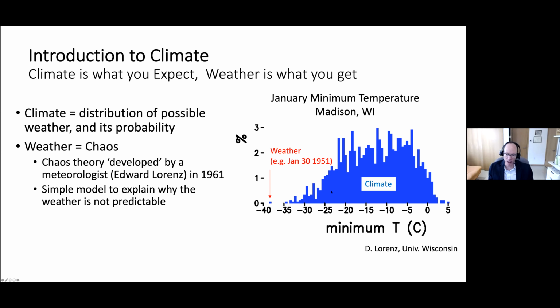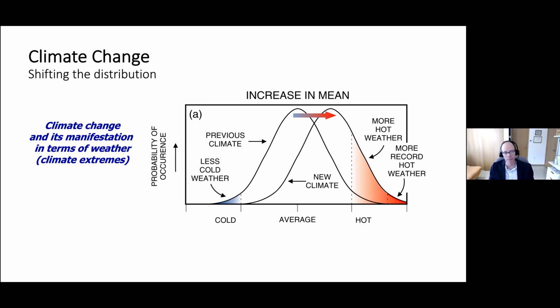So weather is the sort of chaotic behavior of where you are in the distribution. Climate is the whole distribution, right? So when we're talking about climate, we're talking about the shape of that curve and how it evolves, for example, or how static it is, or climate change is how that curve evolves. And interestingly enough, chaos theory itself was developed and codified first by a meteorologist named Edward Lorenz in 1961. He basically came up with a simple model to explain why the weather is not predictable. That's the origin of chaos theory, actually, is in the weather.